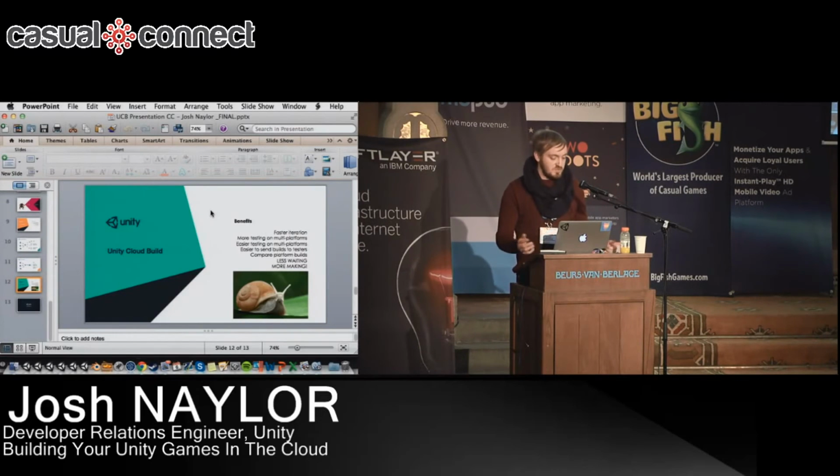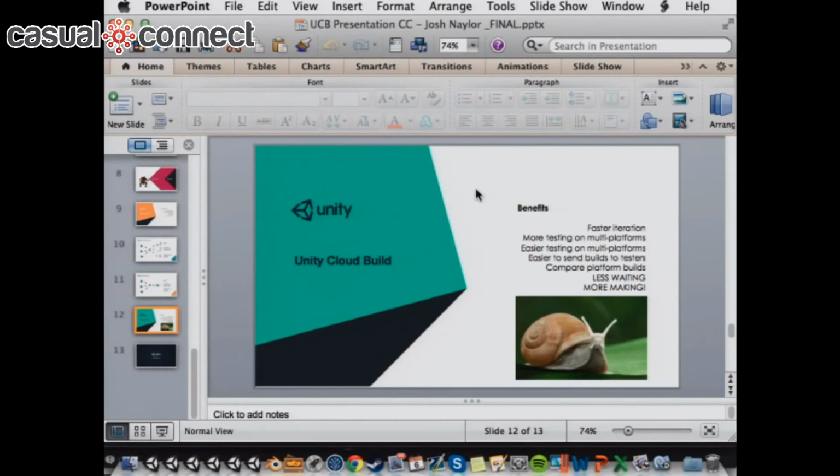So as a summary of the benefits: faster iteration, more testing on multi-platforms, easier testing because you can distribute a lot easier, and comparing platform builds, so there's no longer going back, fixing issues, and then building again and fixing issues. From day one, you're distributing it on these 3 platforms at the minute, but obviously there's going to be a lot more. So less waiting, more making, and that's what developers want to be doing.